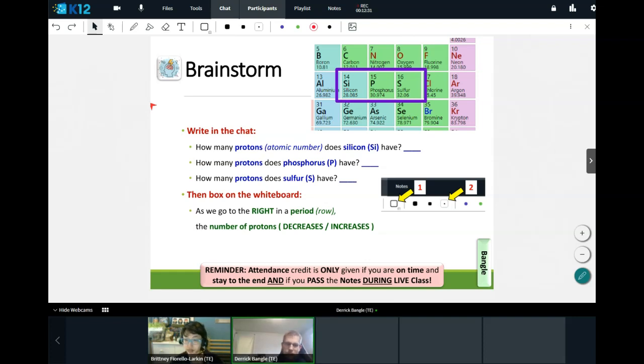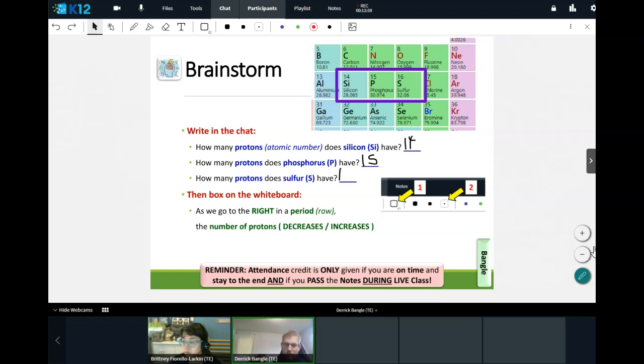Remember, the protons are the atomic number. Correct, yeah, it's going to be 14. So silicon is 14. Now let's look at phosphorus. What about phosphorus right next to it? Yes, it has 15 protons. What does sulfur have?